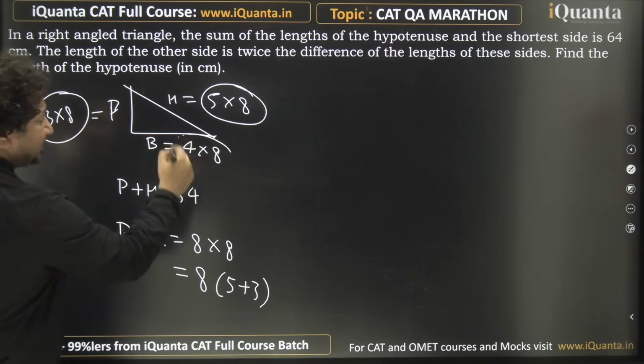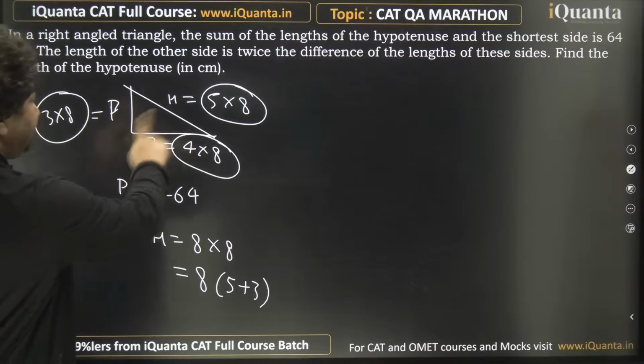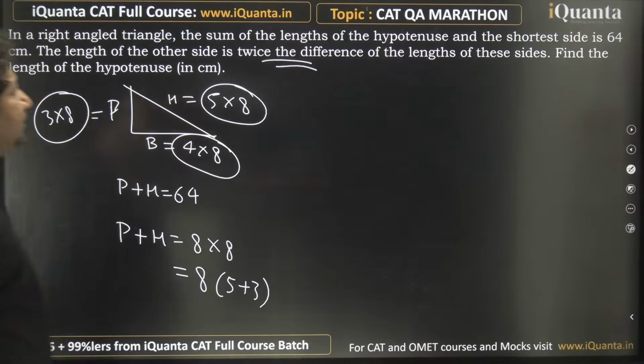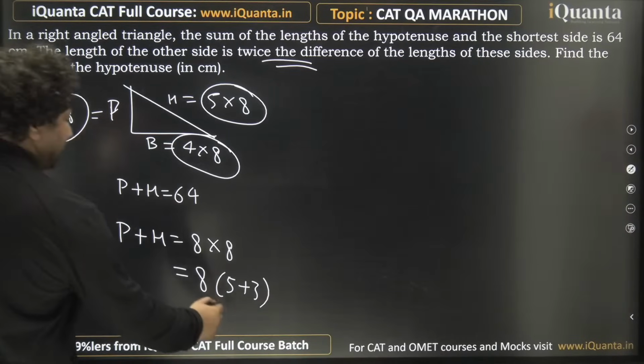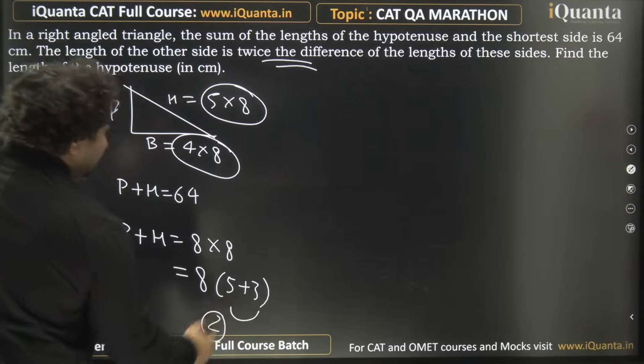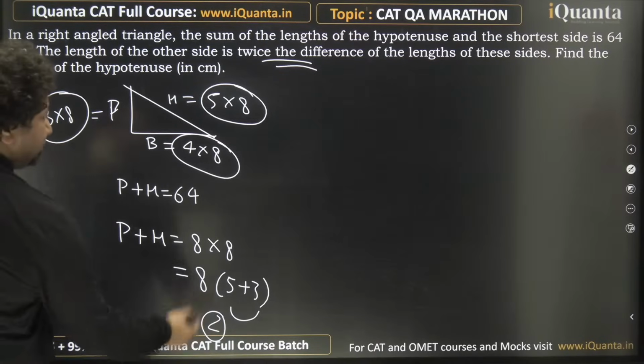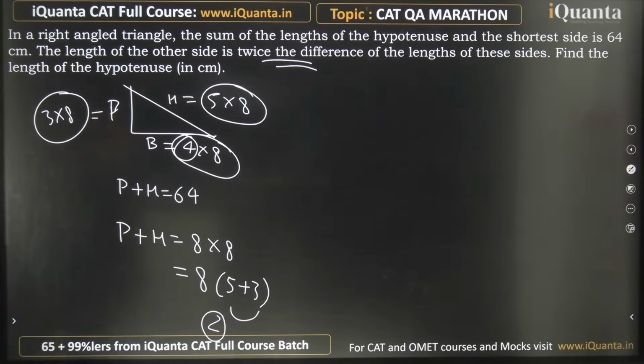Once I have assumed that, I'll try to put in these values here and try to see whether they are correct or not. So length of other side is twice the difference of 5 and 3, which is 2, and double of 2 is 4. That means our assumption is right, and that is our answer. Clear? How is that? The easiest approach?